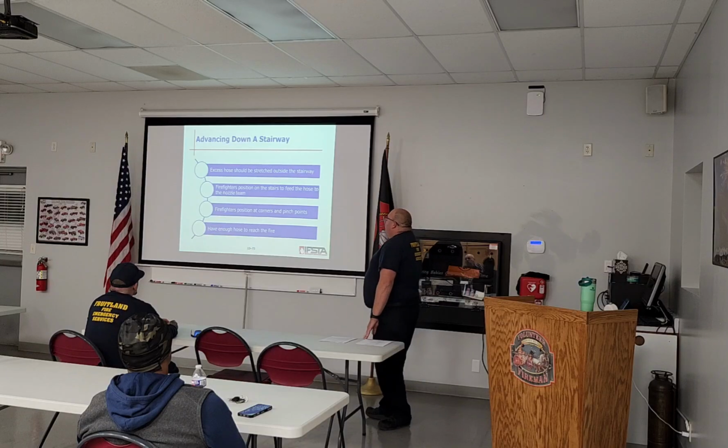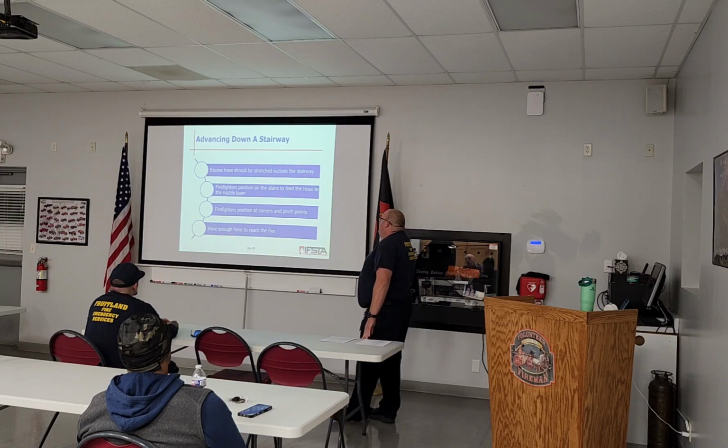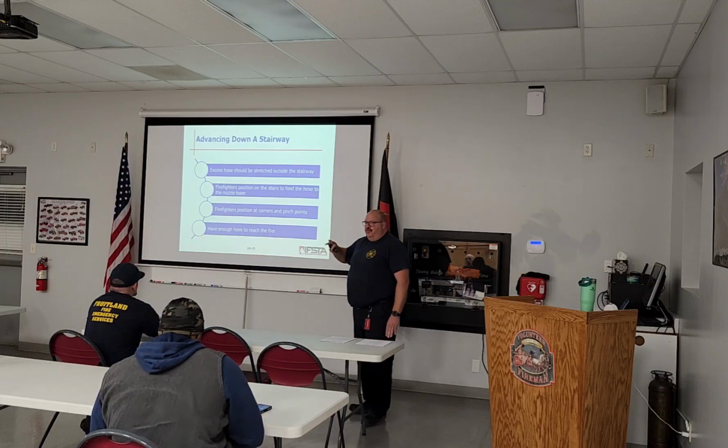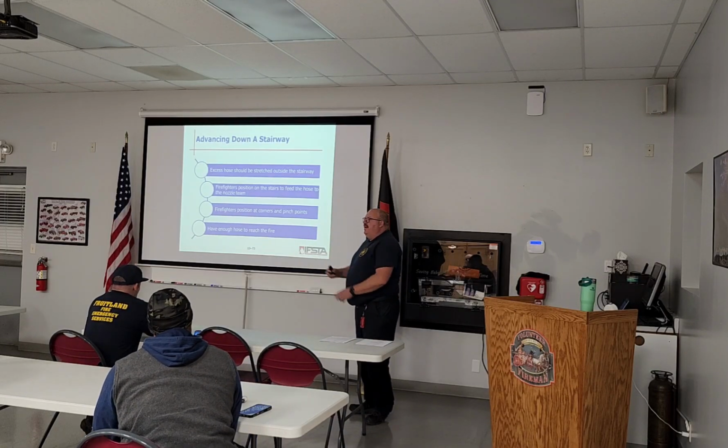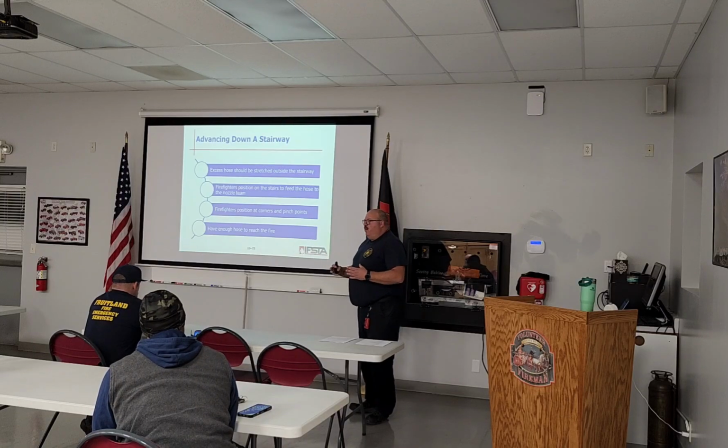Advancing down the stairway exits, hose should be stretched outside the stairway, especially if you can find an offsetting room. Open that door and try to put your access hose in there so that it's not wadding up at your stairwell, and if you have to do a quick egress, you're not tripping over your hose line.